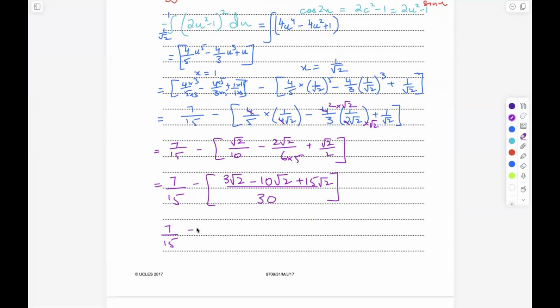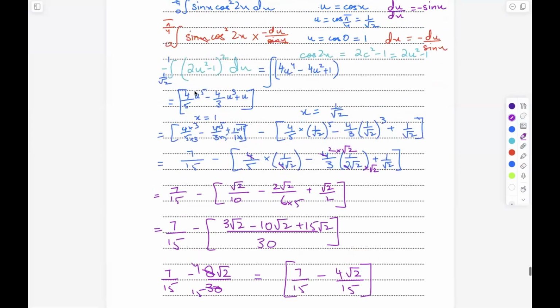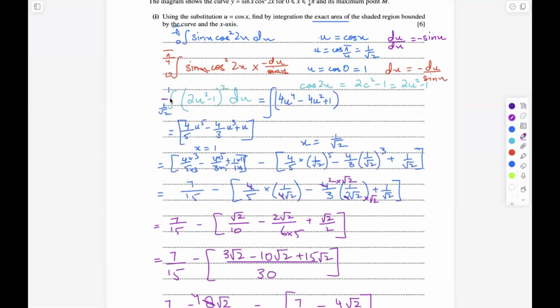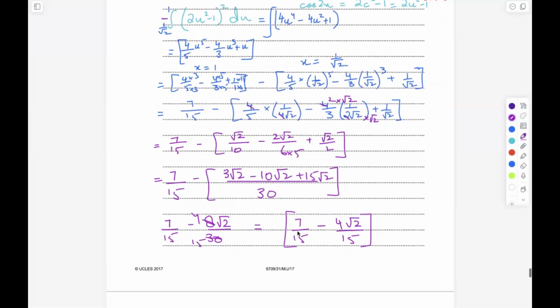So the answer will become 7 upon 15 minus 8 root 2 upon 30, and we can simplify it and write it as 7 upon 15 minus 4 root 2 upon 15. Now we can bring in the negative sign that we left out in the beginning, or we can leave our answer in this form, as both of the answers represent the area. So even if we leave our answer in this form, this will be the correct answer for the area of the shaded region.